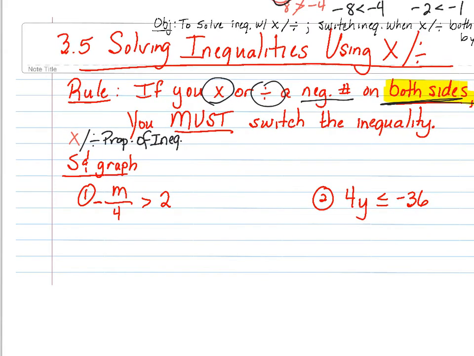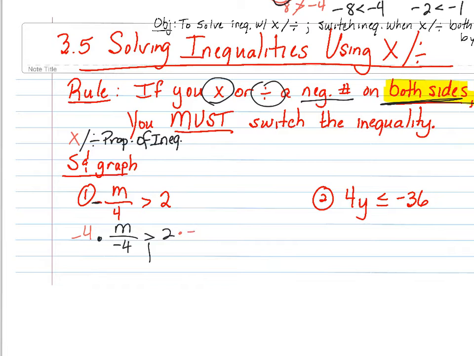We always get stuck on these ones that have a negative out front. Okay, so remember the easiest thing to do is just make it m over negative 4 is greater than negative 2. We solve it the same way. Okay, I'm going to multiply both sides by negative 4.